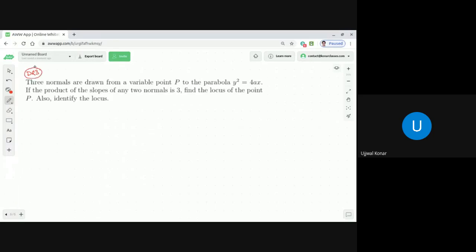So here the question is that 3 normals are drawn from a variable point P to the parabola y square equal to 4ax. If the product of the slopes of any 2 normals is 3, find the locus of the point P. Also, identify the locus.